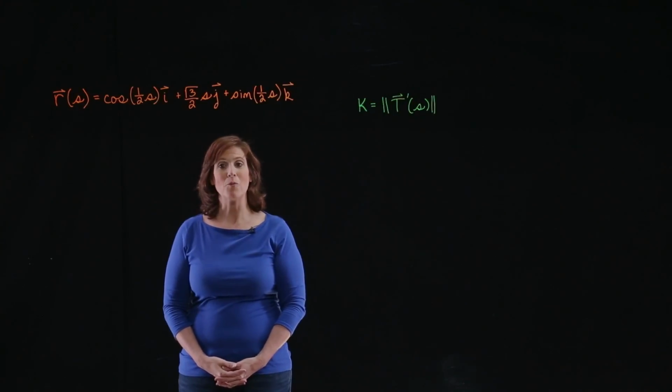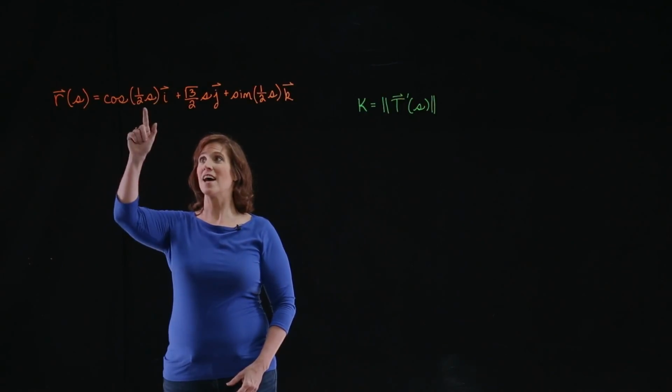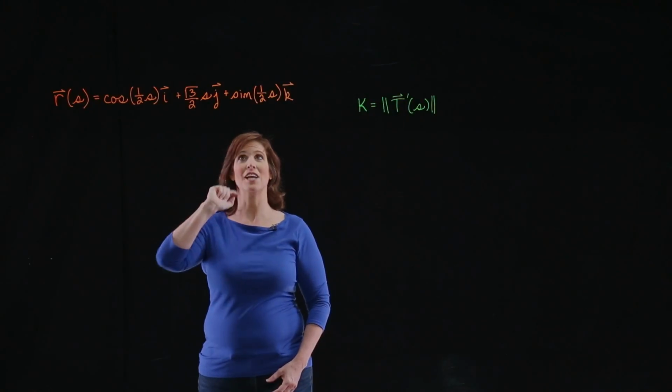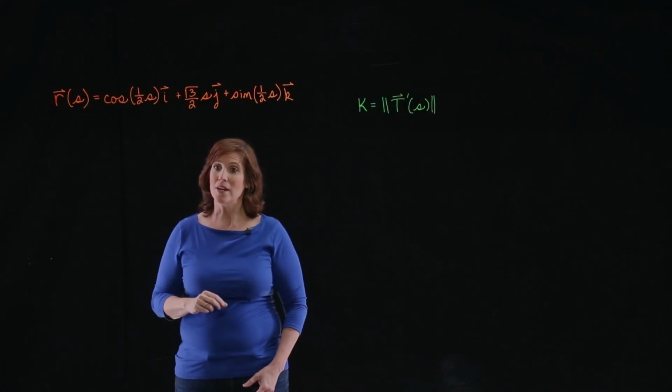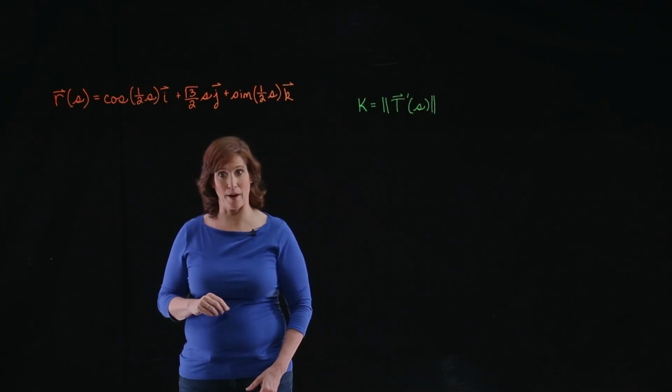Hi everyone, I'm Cheryl. In this problem, we're asked to find the curvature of my space curve, cosine of 1/2 s times vector i plus square root of 3 over 2 s vector j plus sine of 1/2 s vector k. Now it's worth noting here in this problem, the parameter s is the arc length parameter.